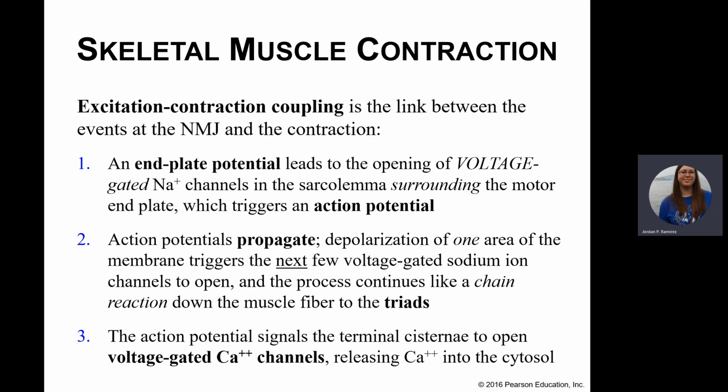So again, action potentials propagate. They flow just like ripples in the water. Depolarization of one area of the membrane triggers the next and the next and the next. And this process continues like a chain reaction down the muscle fiber to the triads. So the action potential signals the terminal cisterna to open voltage-gated, not sodium, not potassium, it's calcium. Voltage-gated calcium channels. This releases calcium into the cytosol.